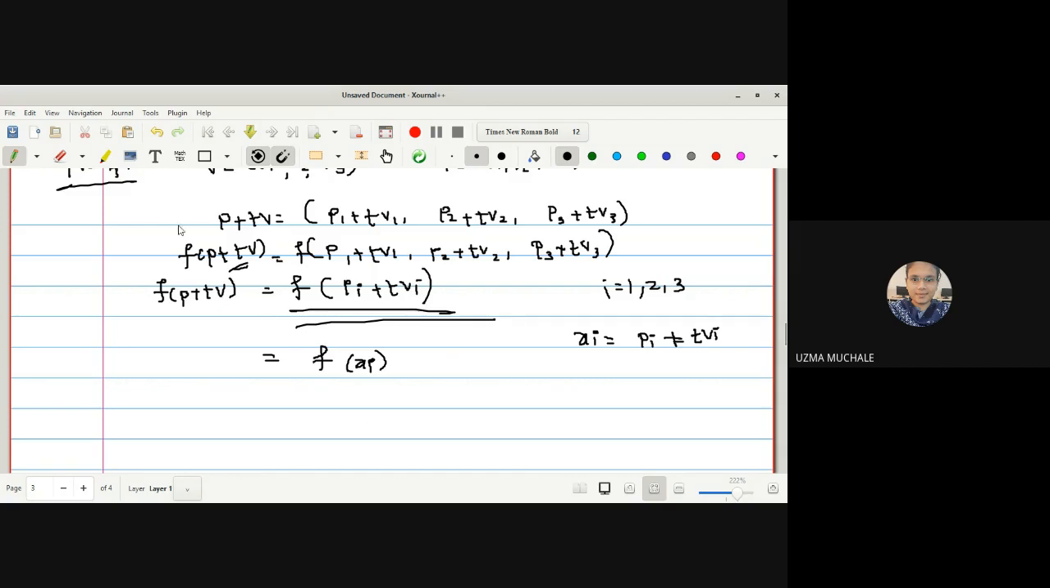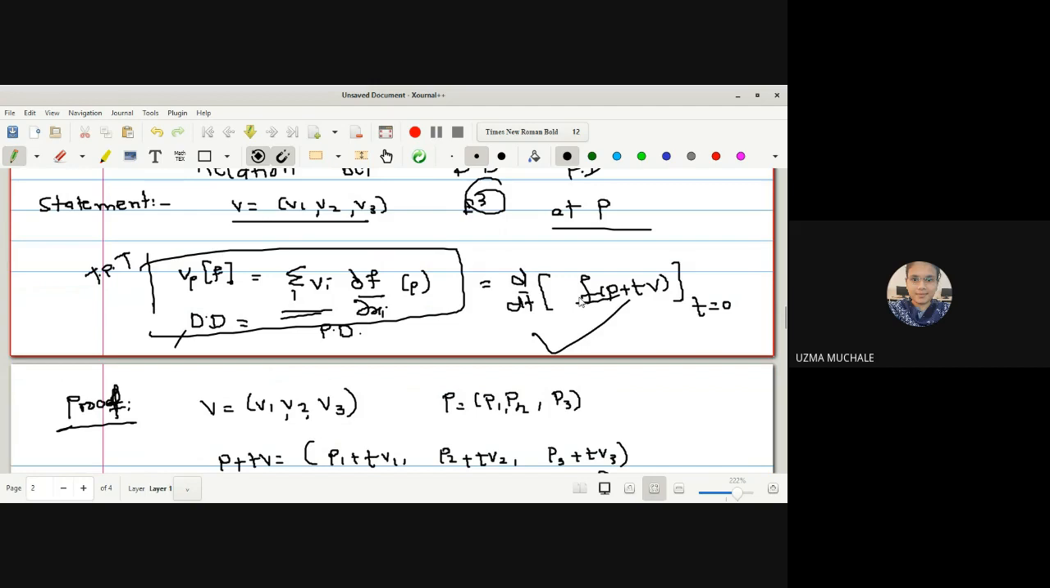So here, firstly we find P plus TV, then f of P plus TV. As we don't know what Pi and Vi are, we name xi equal to Pi plus TVi. So what will be your f of P plus TV? It is f of xi. Now what is the next step? We have to find the derivative, correct? By definition, first you find P plus TV, f of P plus TV, then find the derivative at t equal to 0.